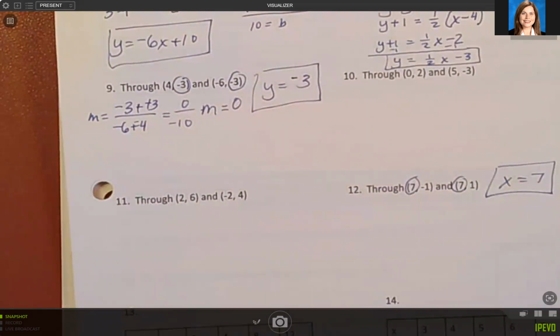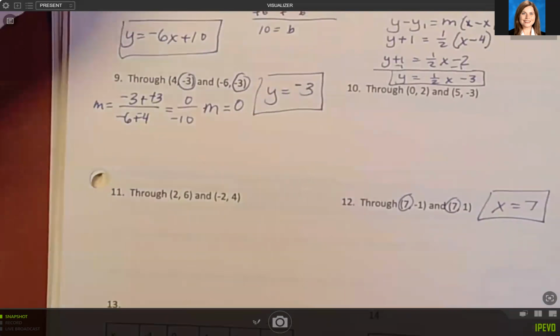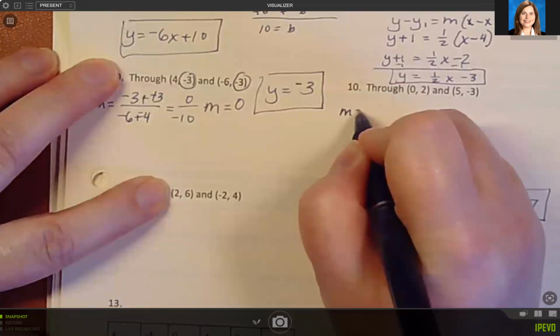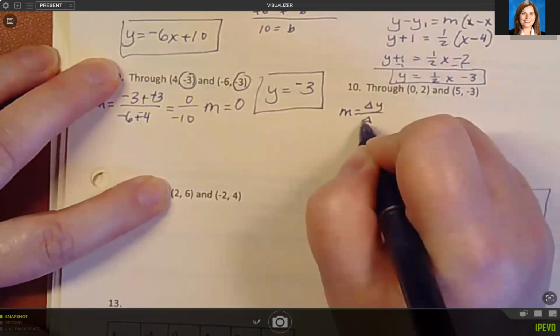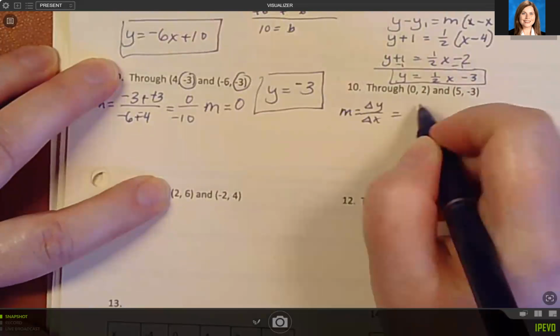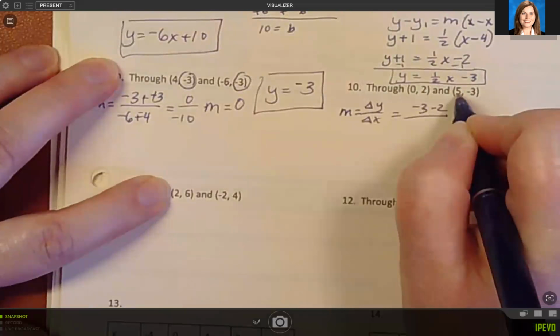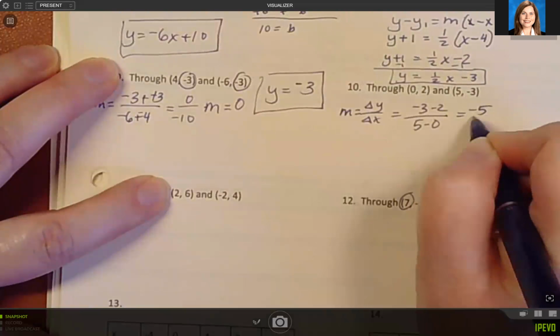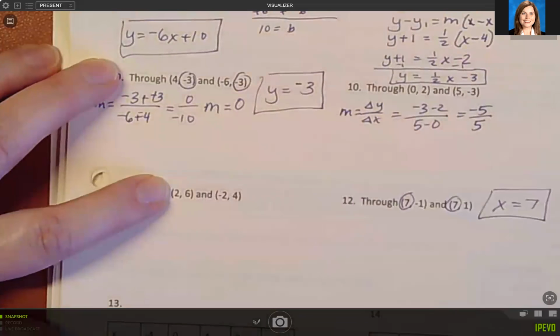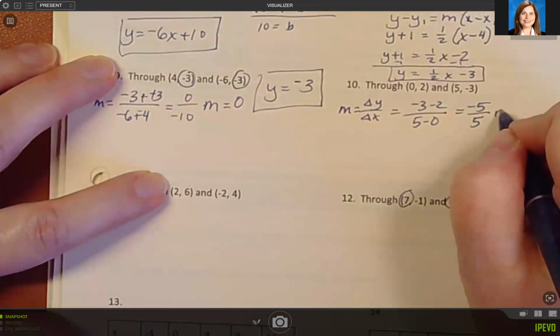Write the equation of the line that goes through the point (0, 2) and (5, -3). Let's find our slope first by getting change in y over change in x. Okay, -3 minus 2 over change in x, 5 minus 0. So this is -5 over 5. So our slope is -1.